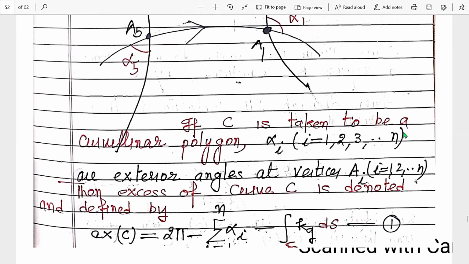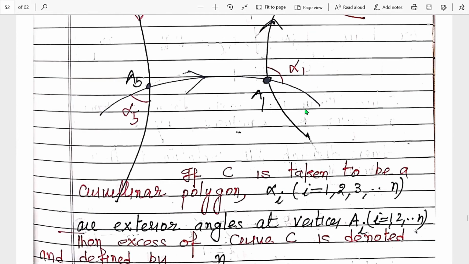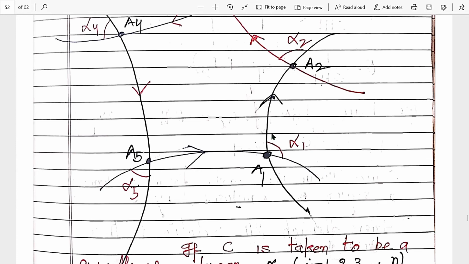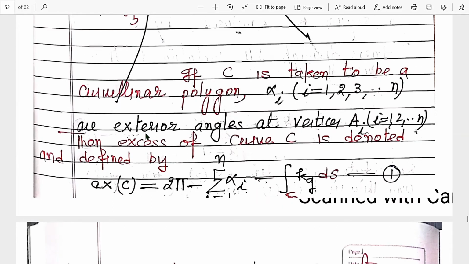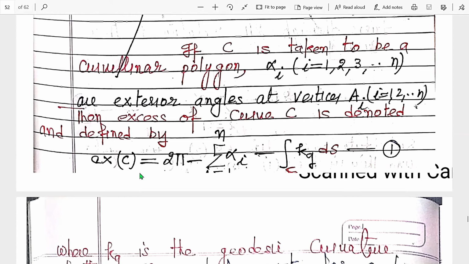If C is taken to be a curvilinear polygon and alpha i are the exterior angles at the vertices Ai, these are exterior angles, not interior angles. So here we have taken exterior angles at the vertices Ai. The axis of the curve is denoted and defined by the following. Remember this result, this is the formula for the axis of the curve.